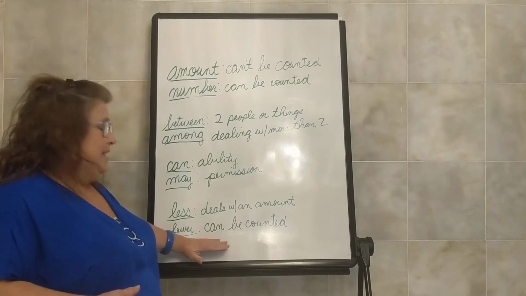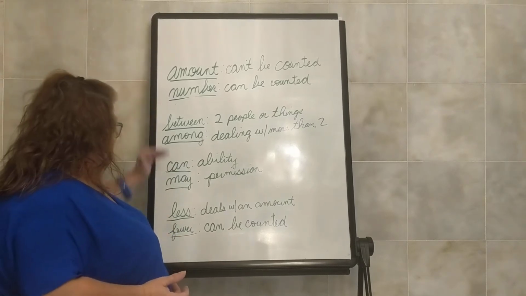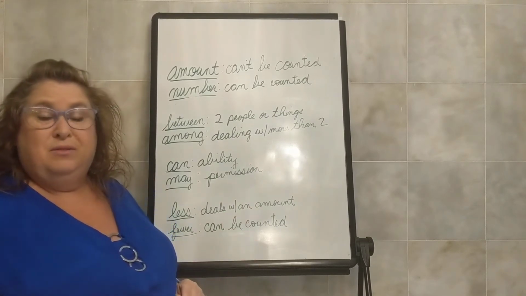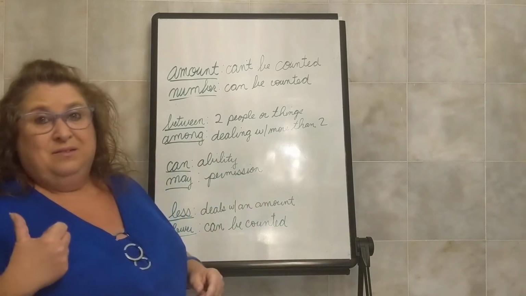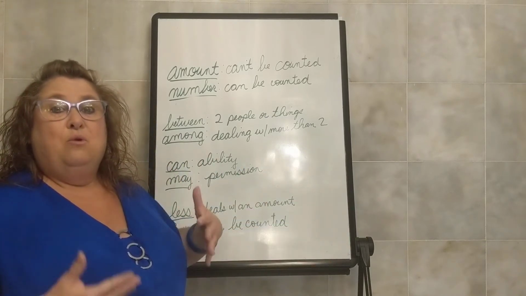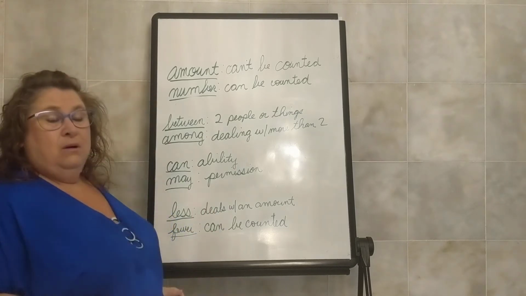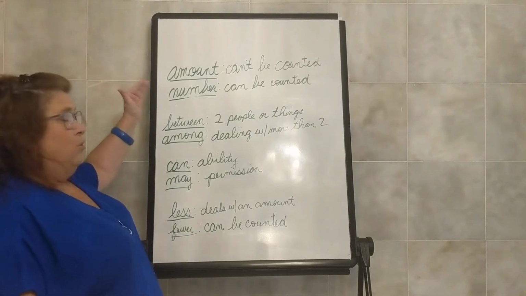If we're talking about something that can be counted, then we would use fewer. Fewer and number would be the same. This recipe calls for fewer eggs than that recipe. He had fewer pancakes today than he did yesterday. So if it can be counted, then it's fewer or it's number. If it can't be counted and we're talking about an amount, then it is less or amount.